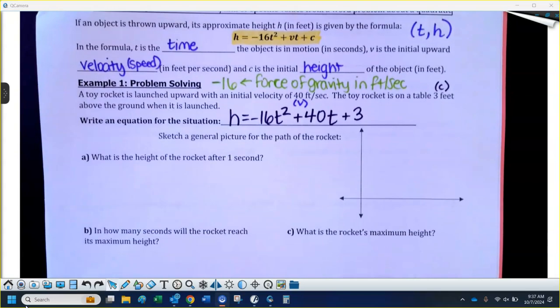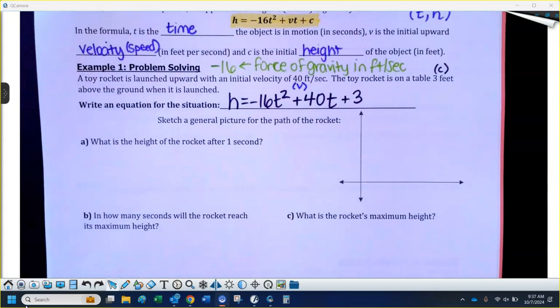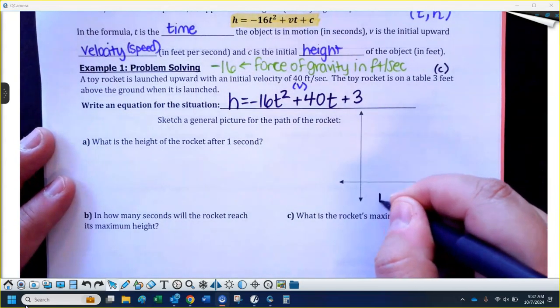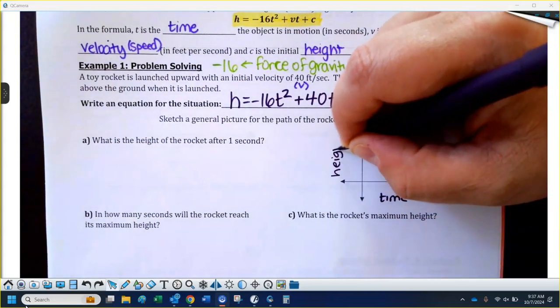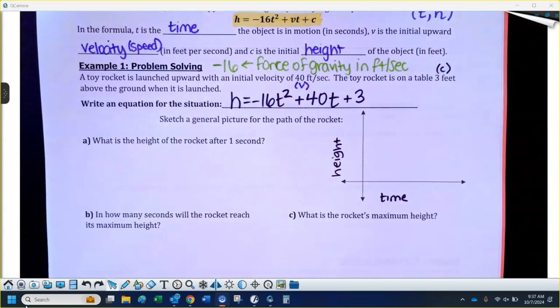Okay, so this is not to scale or anything like that. We're just going to take a general picture here. So the time would be your x, and the height would be your y. I don't have any labels on this at all because we're just going to kind of sketch this. If you look at the equation, would the quadratic be right side up like a U shape or upside down? Why? Right, how could I tell just from looking at the equation though?